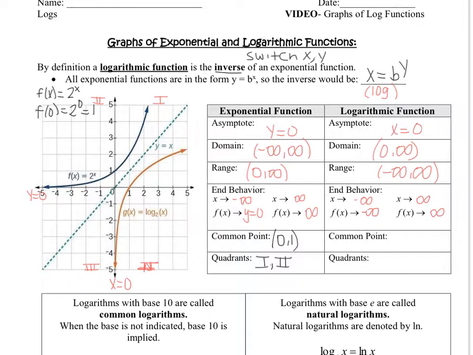Okay, common point is a little bit different. So if the common point here was reflected over the line y equals x, this is the new common point. So all log functions will go through the point (0, 1), and they will stay in quadrants 4 and 1.